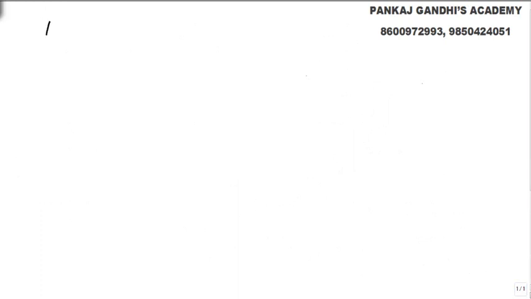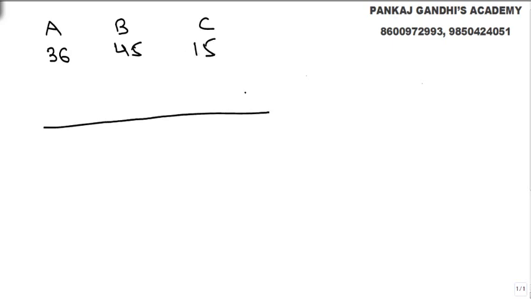Now the question says here, A alone fills the tank completely in 36 minutes, B alone in 45 minutes, while C can empty the whole tank in 15 minutes, filling and emptying. We assume capacity which is a multiple of all these values. So what can we assume as capacity?